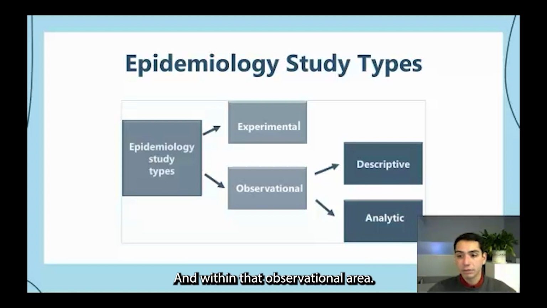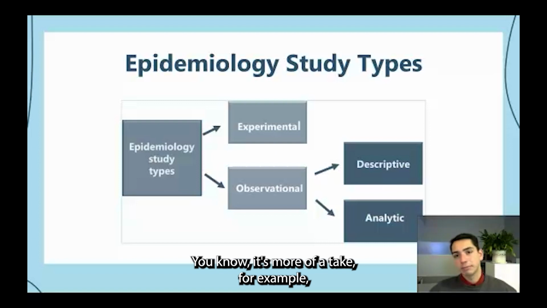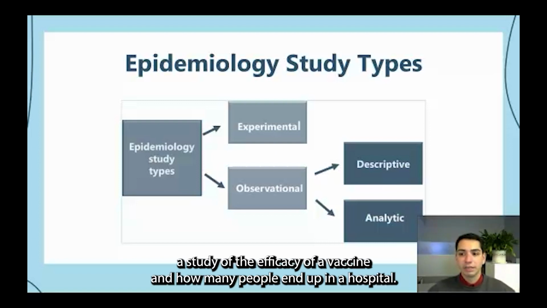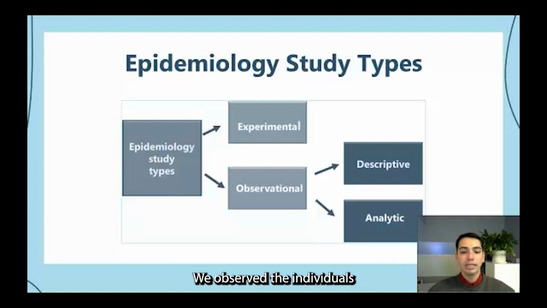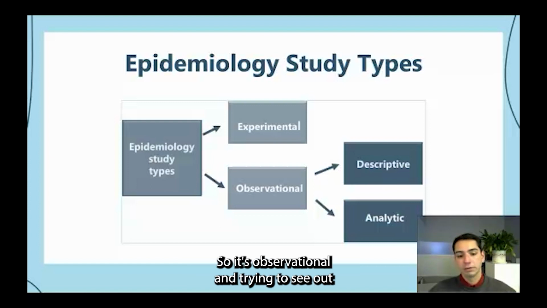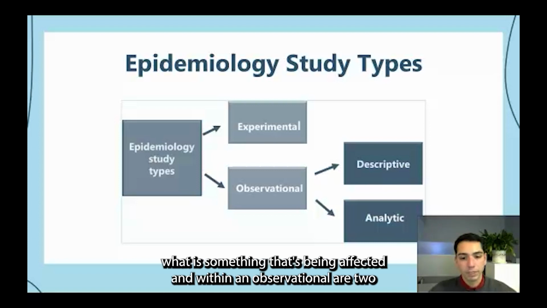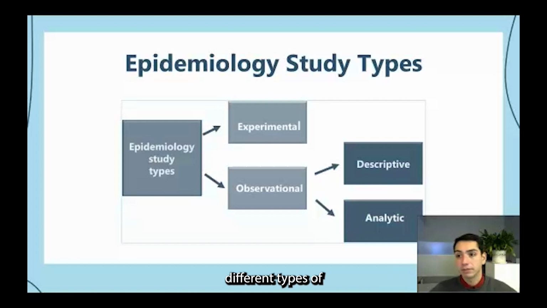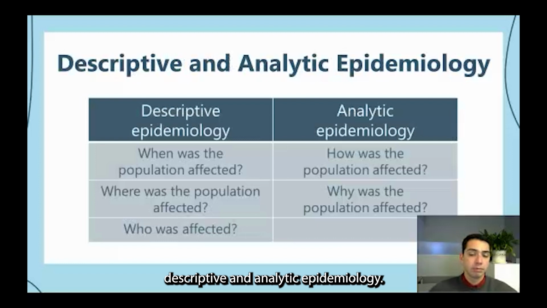And within that observational area, take for example the study of the efficacy of a vaccine and how many people end up in a hospital. We observe the individuals who did get a vaccine versus individuals who did not. So it's observational and trying to see what is something that's being affected. And within observational, there are two different types of methods: descriptive and analytic epidemiology.